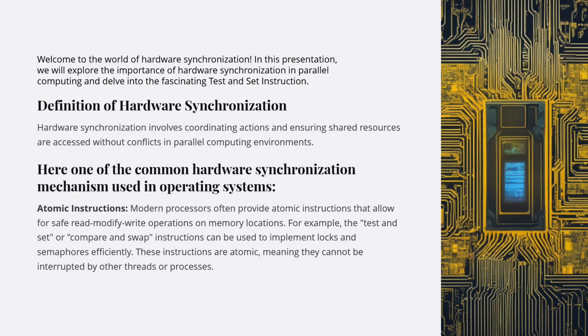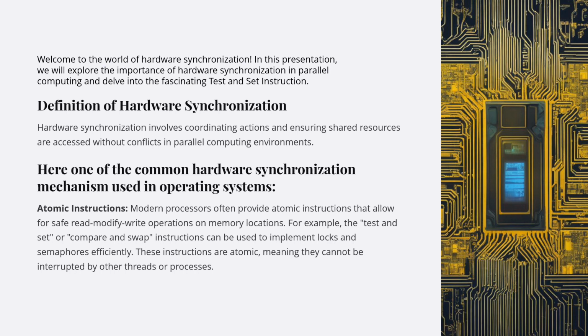Hardware synchronization refers to the use of hardware level mechanisms and instructions to coordinate and control the execution of concurrent processes or threads in a computer system. The primary goal of hardware synchronization is to ensure the correct and orderly access to shared resources, such as memory locations or critical sections of code, in a multi-core or multiprocessor environment. This coordination is essential to prevent data corruption, race conditions and other concurrency related issues that may arise when multiple components attempt to access shared resources simultaneously.